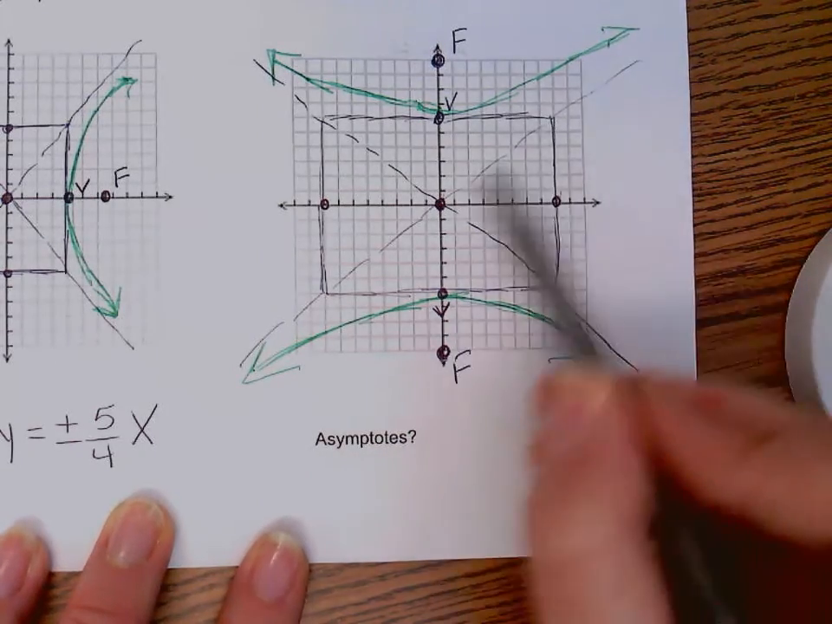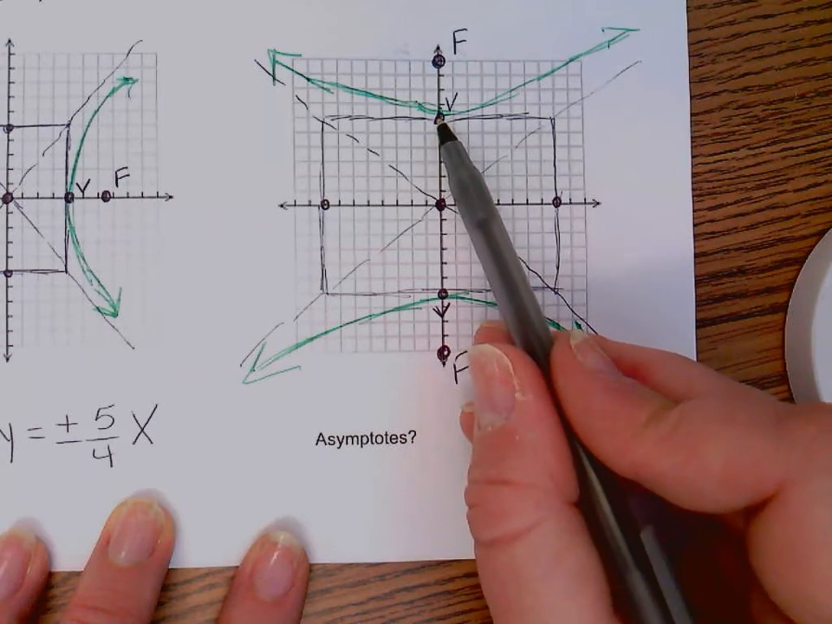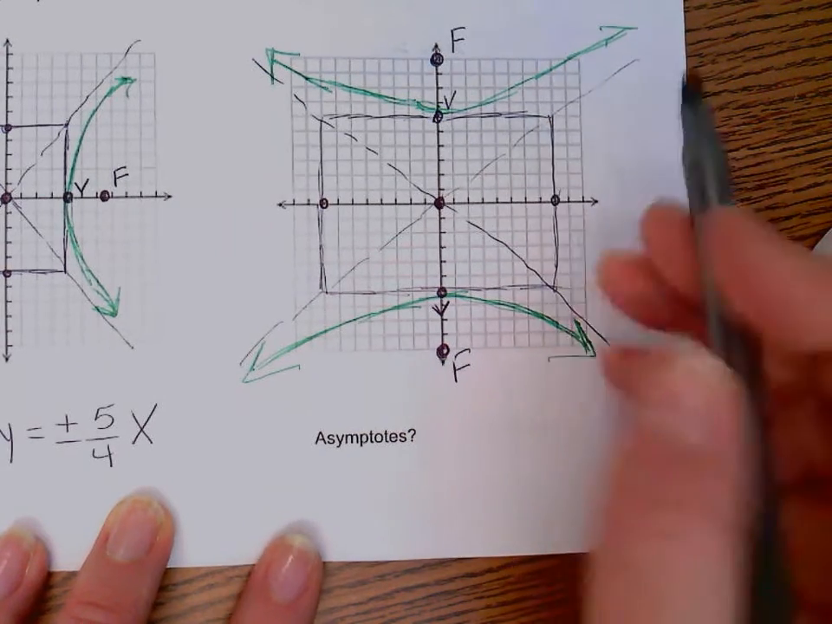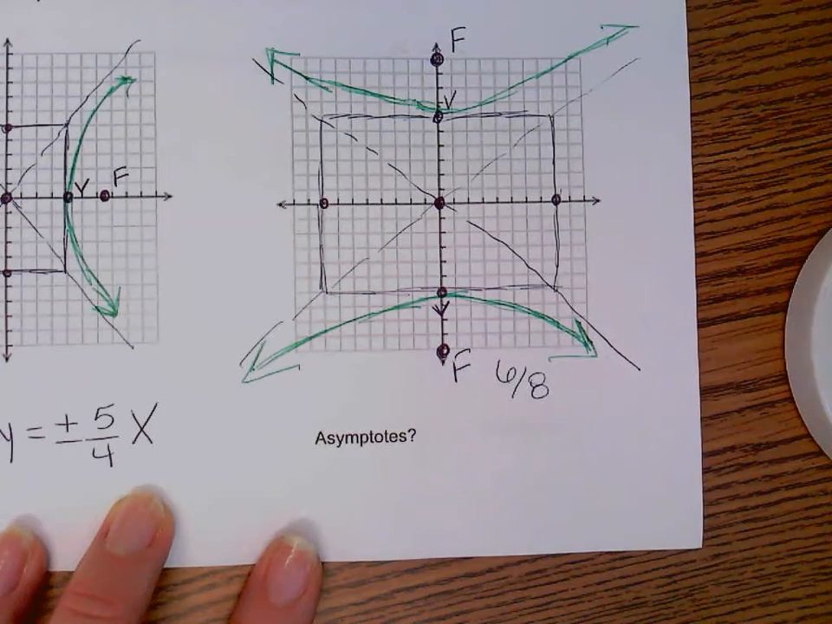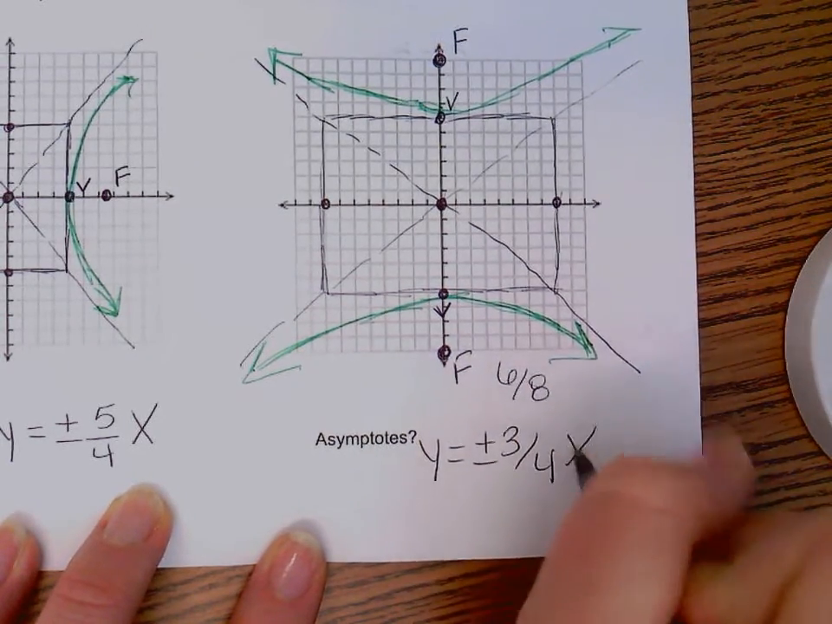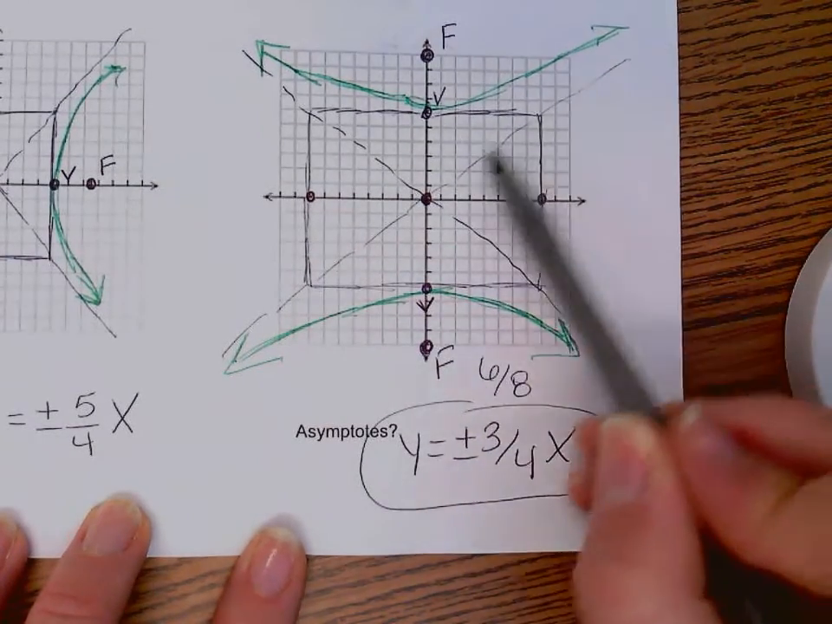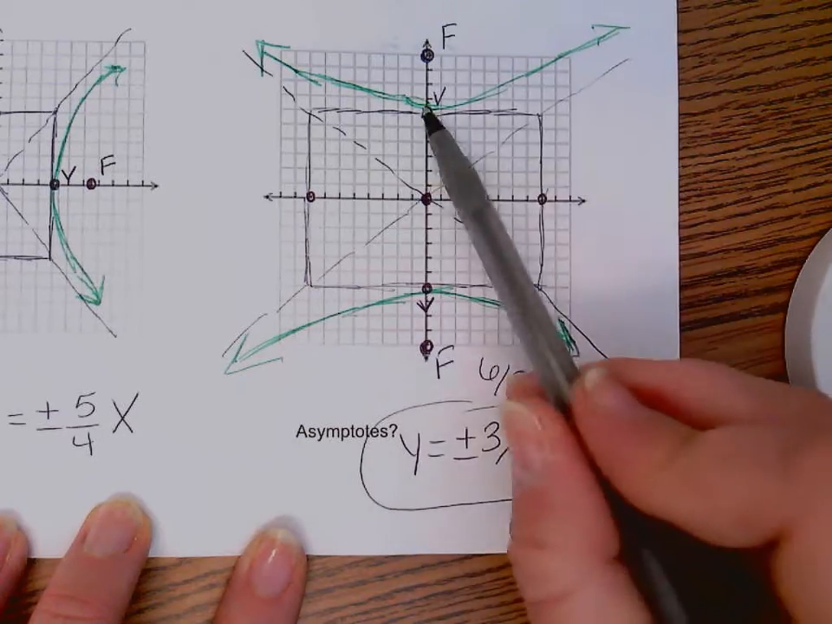Let's see, the equation of this asymptote, it goes to the origin, it goes up 1, 2, 3, 4, 5, 6 over 8, right? So 6/8 is a slope of 3/4, plus or minus 3/4 x. That would be the slope-intercept form of that asymptote, right?